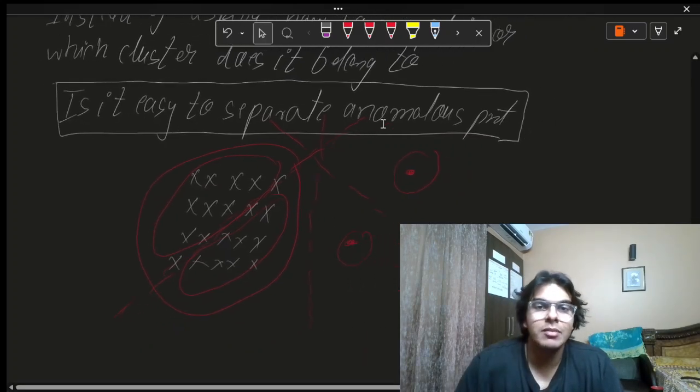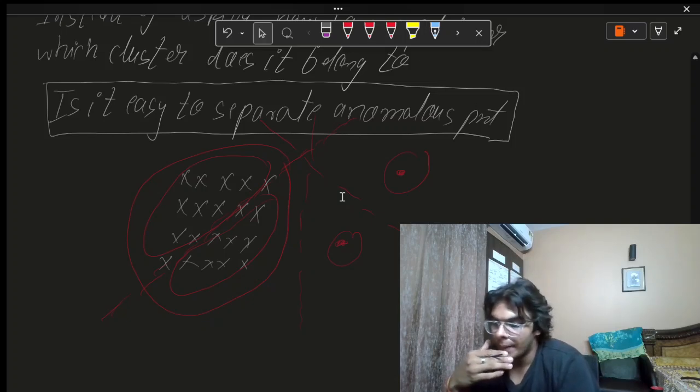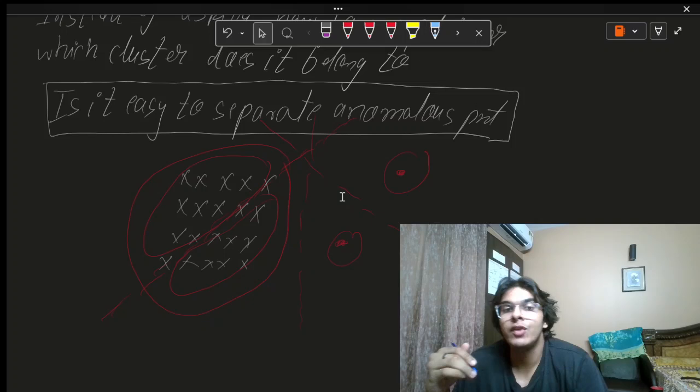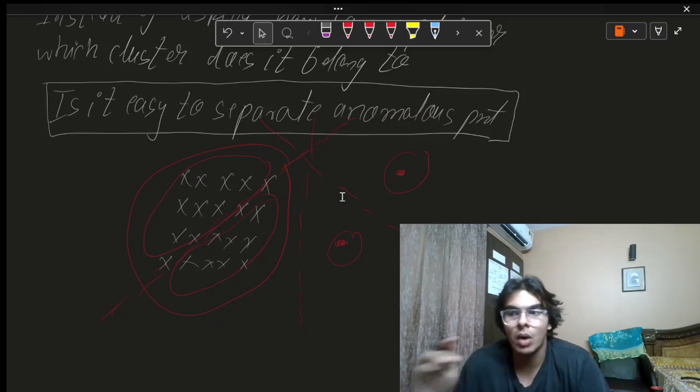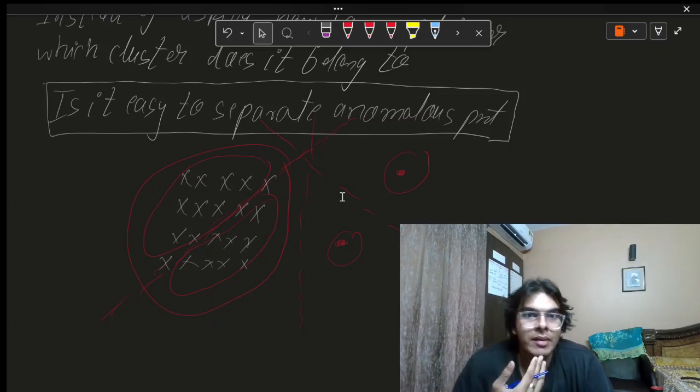Okay, and this is basically based on the concept of isolation. Basically, we are saying that anomalies are very few in nature, very few amongst all of the points, and they are very rare. They are usually separate from the dense data. So maybe we can try and isolate them in some way. Maybe we can try and separate them in some way.